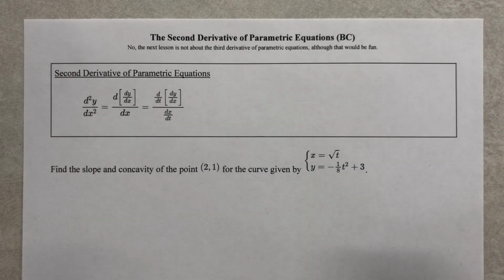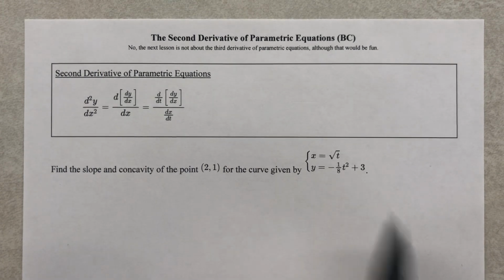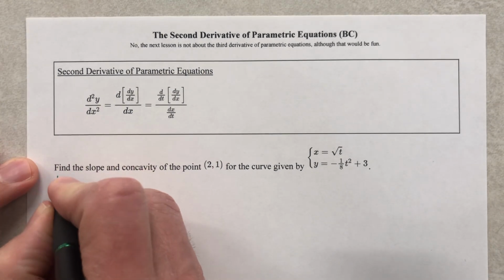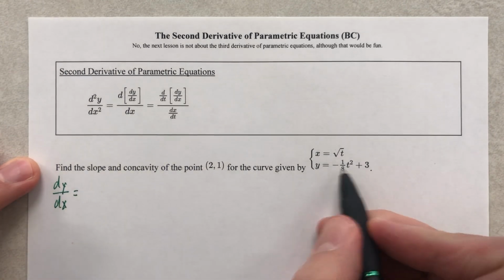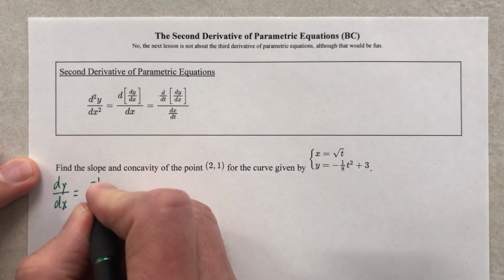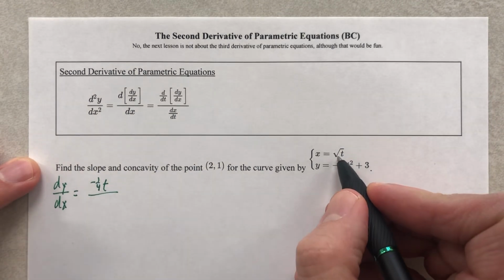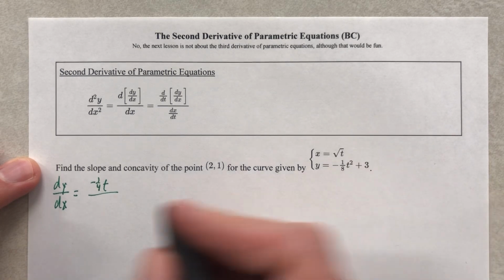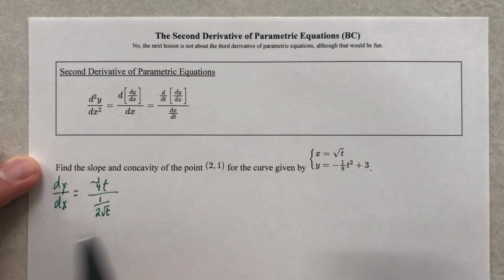So first, let's find the slope and concavity at that point for the curve given by this. So let's just find the slope. Let's start with the slope. That's the first derivative. That was the previous lesson. We can do that. We're going to do it in green, so here we go. The dy/dx is the derivative of the y stuff, so negative 1/4 t, divided by the derivative of the x stuff, which would be 1 over 2 square root of t. And that is my first derivative.